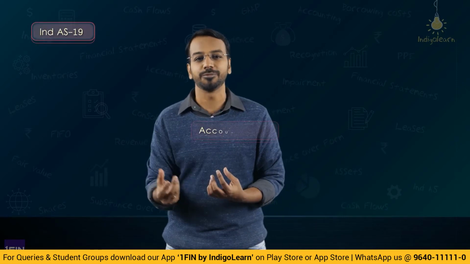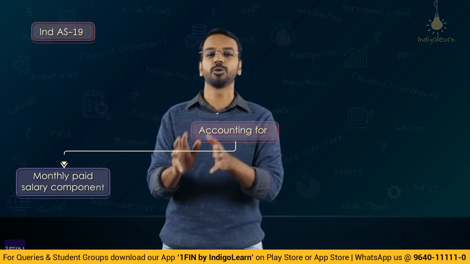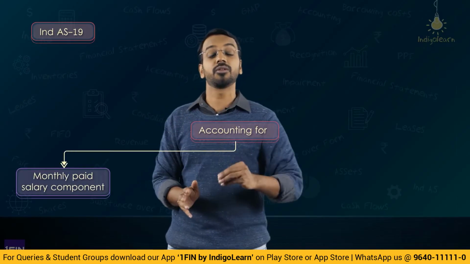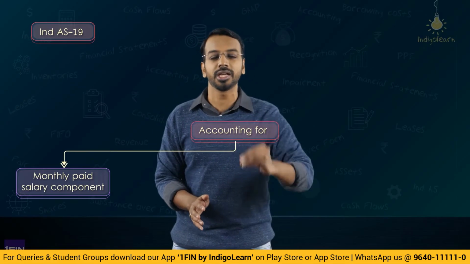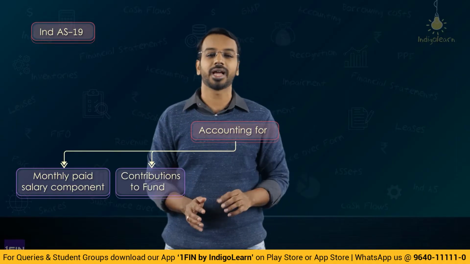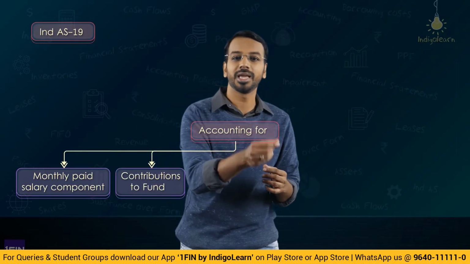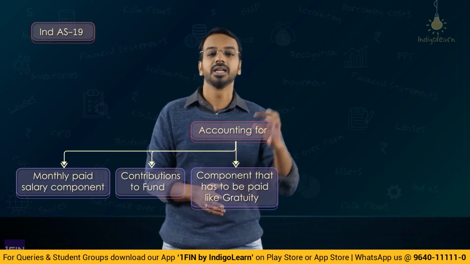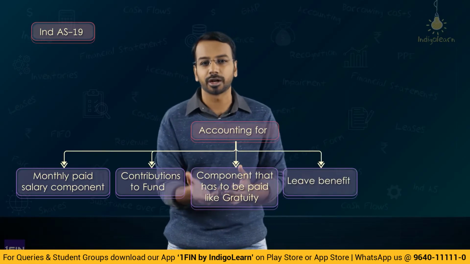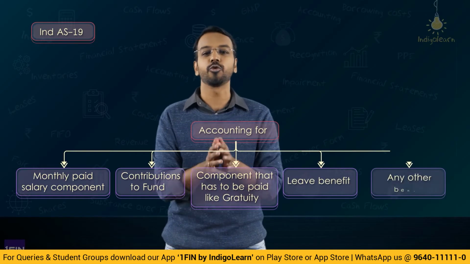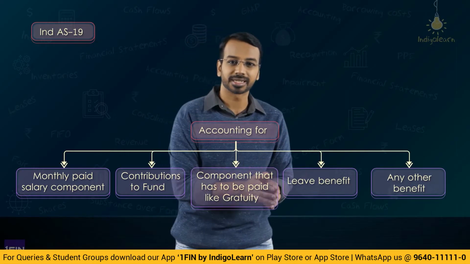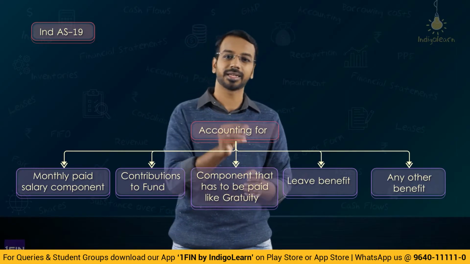Now, I gave you a lot of background. What we will be understanding in this standard is how do we account for each of these elements. See, something paid on a monthly basis, how do we account for that? Something what the organization is contributing to a fund, how do we account for that? Something what the organization has to pay like gratuity, how do we account for that? Something like this leave benefits, how do we account for that? If there are any other benefits, how do we account for that? That is what we will be understanding as a part of Ind AS 19.